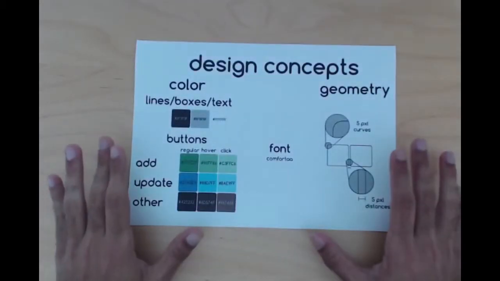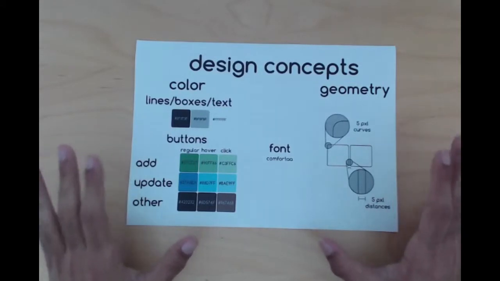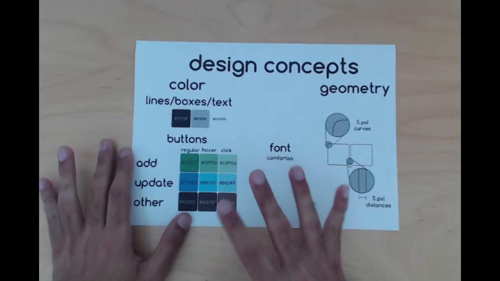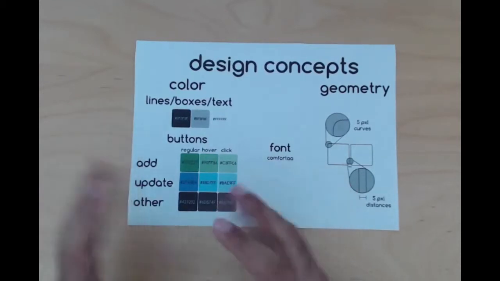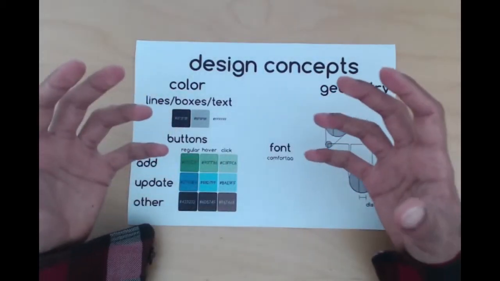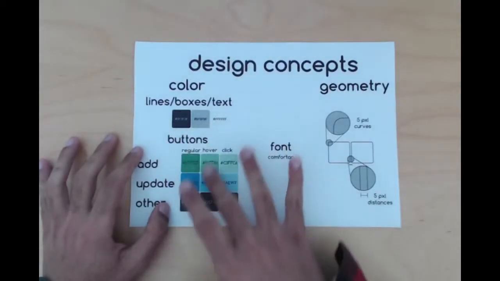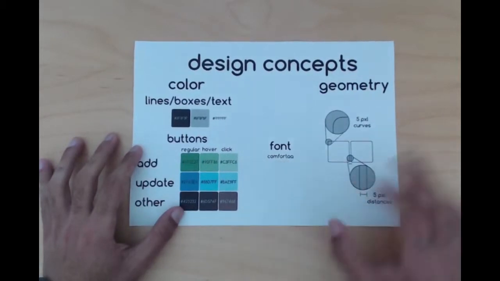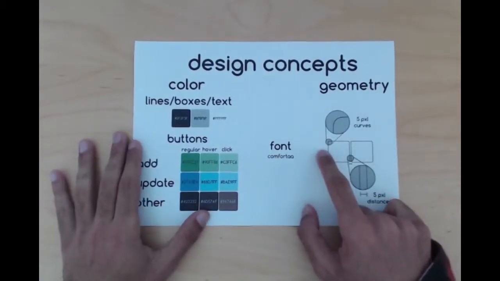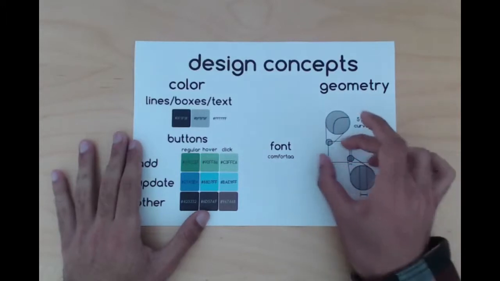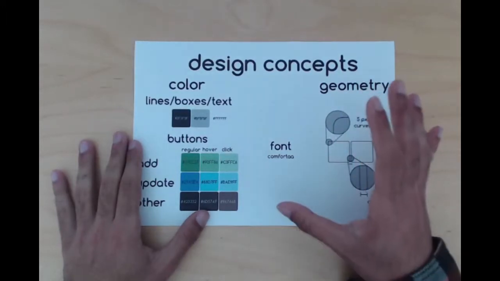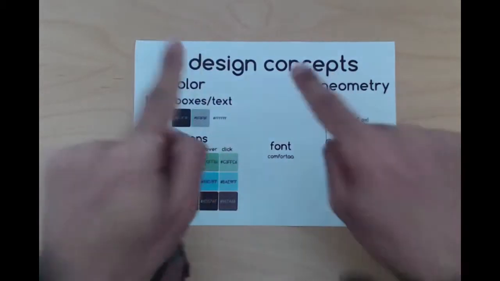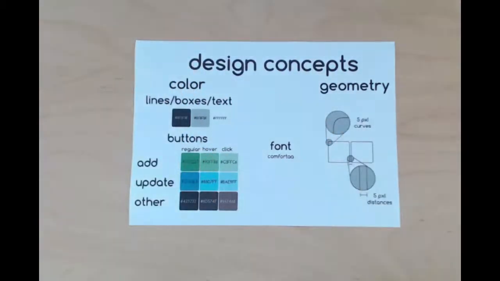Okay, I want to begin with the design concepts. So these are the colors. This is the color palette that we will use that is taken from the brand of ProFreshOn. You have the color IDs: regular, hover, click. The font is Comforta, with a 5-pixel curve, and the same thing with the distance between the different objects of the website. Exciting! Now let's get to the actual website.